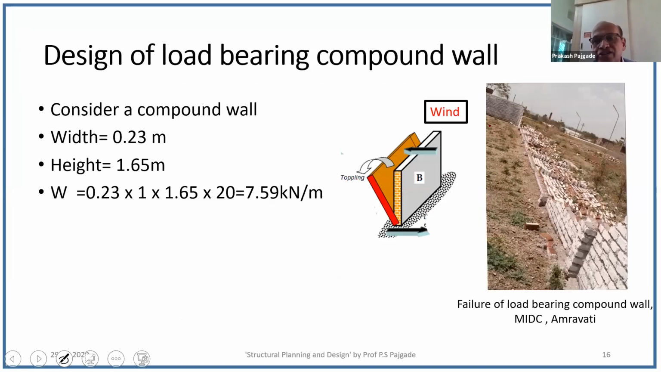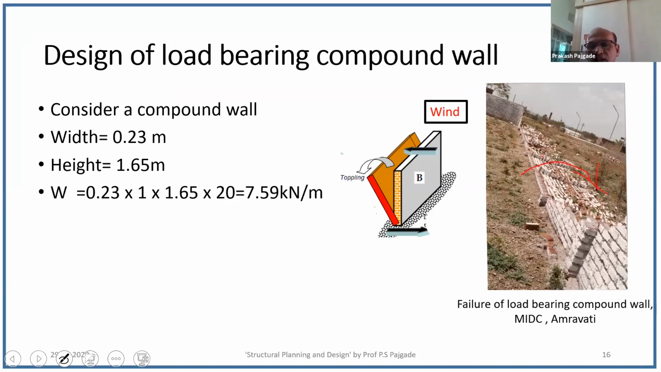Now we'll see some calculations for load-bearing buildings. These calculations will be helpful for frame structures also because some parts need this calculation. Now you can observe here, this is the compound wall at MIDC Amravati, and it was overturned. It is a half brick wall with some intermediate pillars, and because of it, it was overturned.